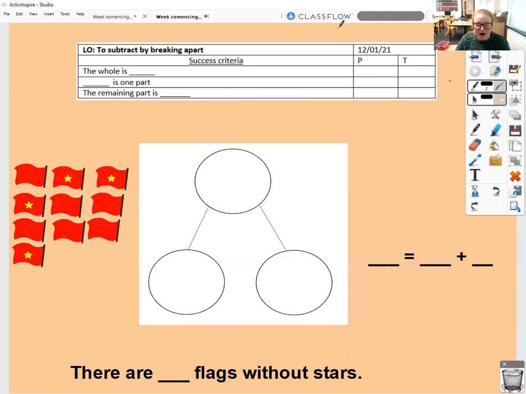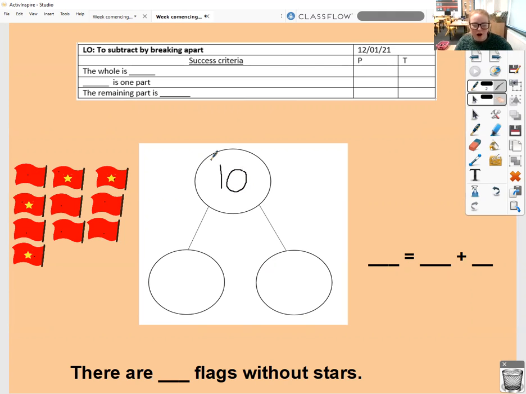Okay, this time I want to know how many flags are there without stars? So first of all, what is my whole? Let's count our flags all together. 1, 2, 3, 4, 5, 6, 7, 8, 9, 10. There are 10 flags all together.